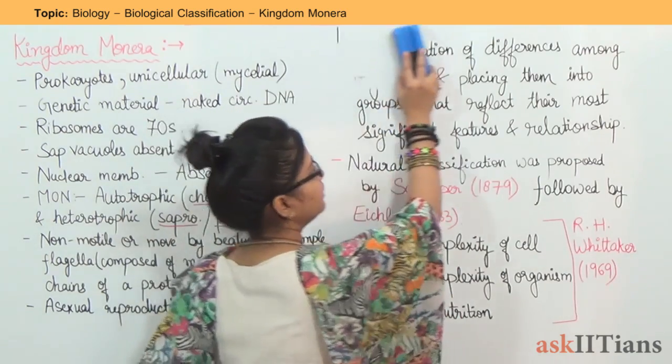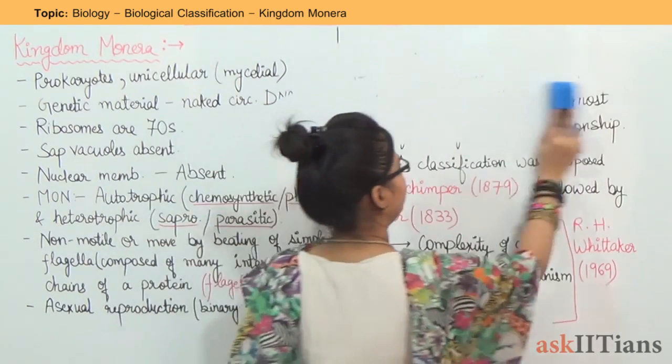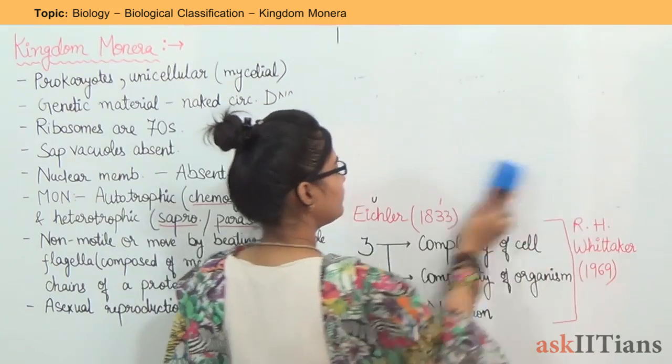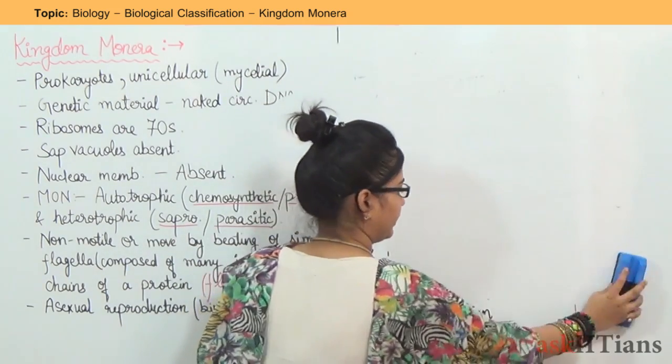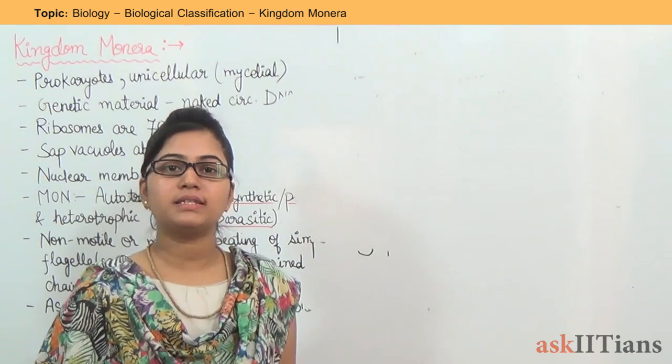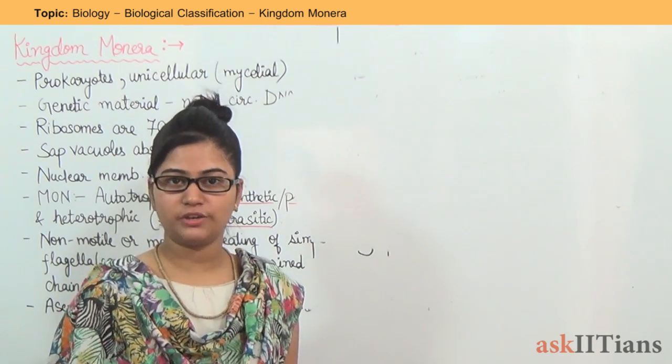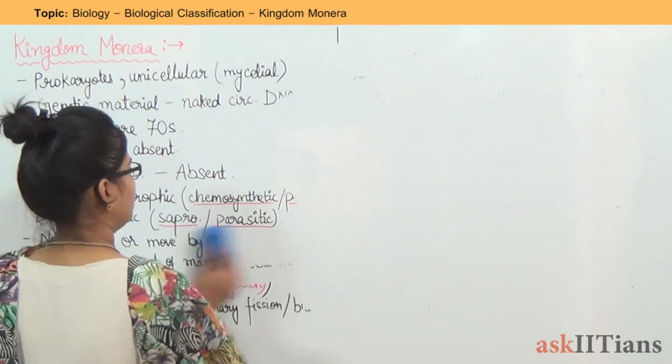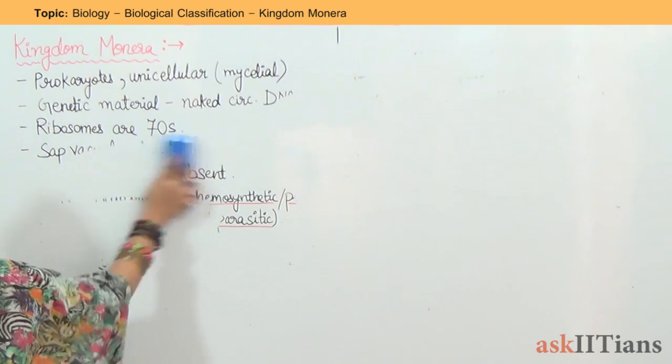Then comes the examples. Underneath the Monera, we are having bacteria, Actinomycetes, cyanobacteria and mycoplasma. So let's take few examples.